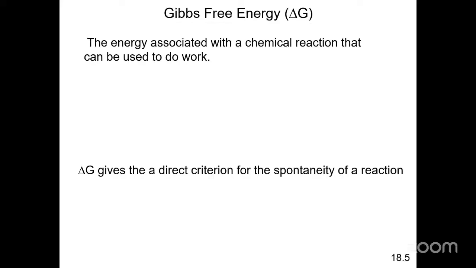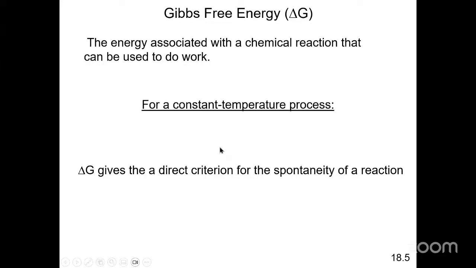But we need something more definite in order to be able to make predictions as to whether a reaction is spontaneous. So this leads us now to a discussion of what is known as the Gibbs free energy, which is represented by delta G. The definition of the Gibbs free energy is the energy associated with a chemical reaction that can be used to do work, all right?